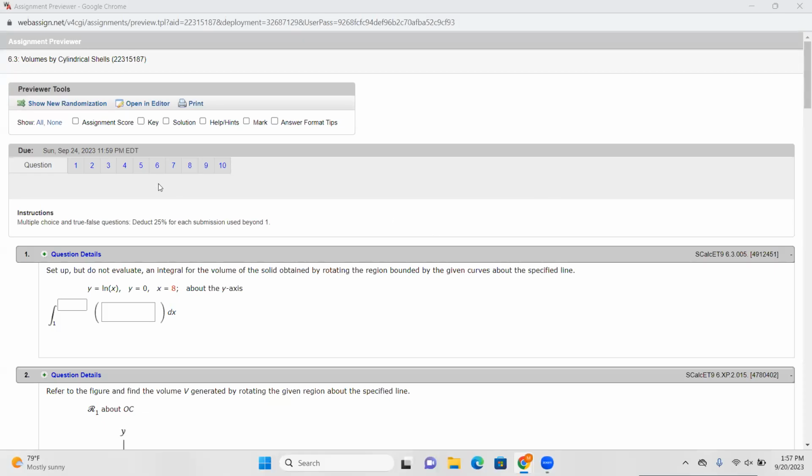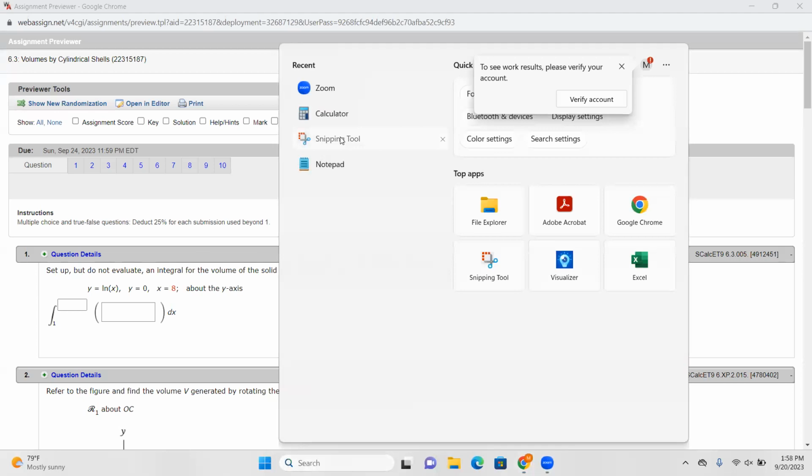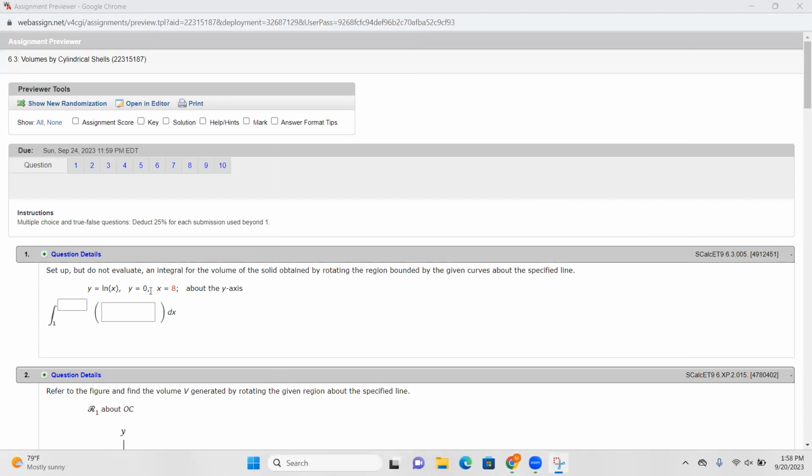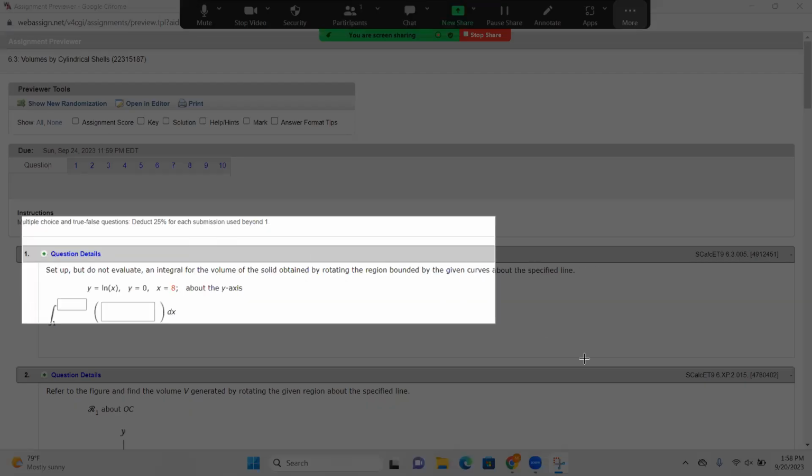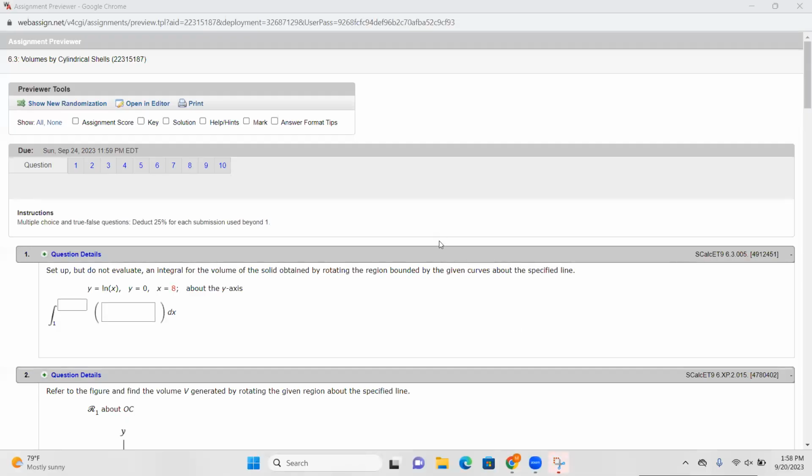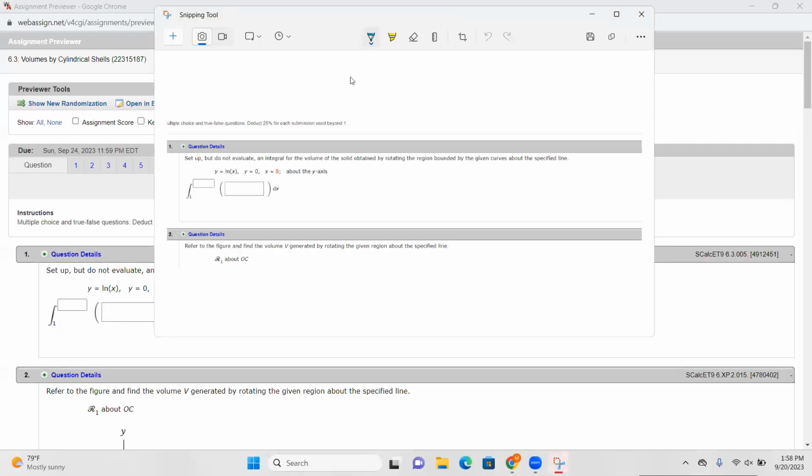All right, let's take a look at volumes by cylindrical shells. So here, set up, do not evaluate this integral. Here we've got functions of x, and we're revolving about the y-axis, but we're doing so with dx. And so the fact that we have dx and we're revolving about the y-axis, that's an indication that we're going to get cylindrical shells. So just to get an approximate visualization of this, let me pull this up here.